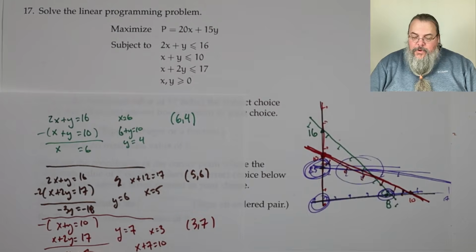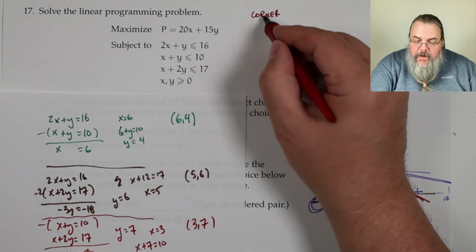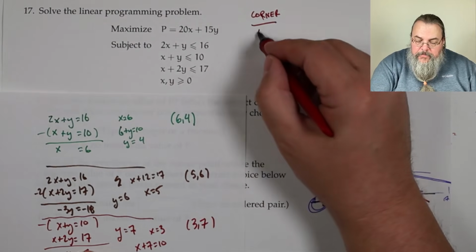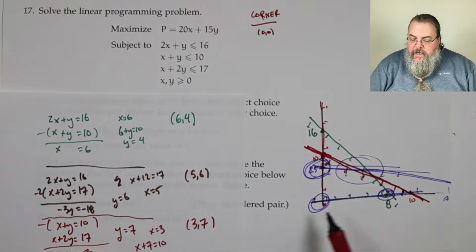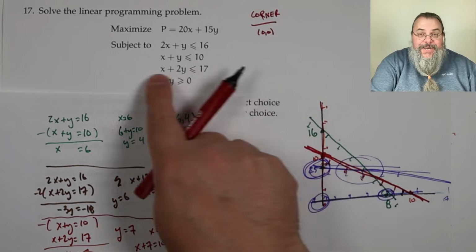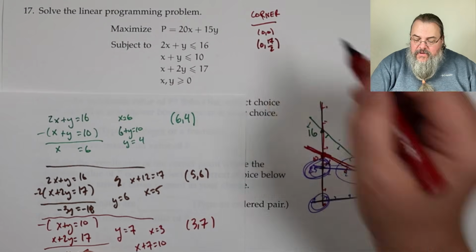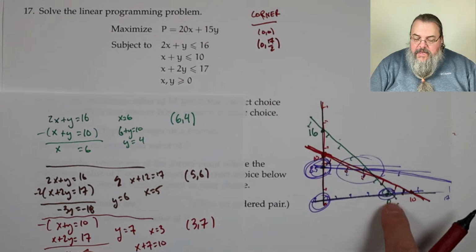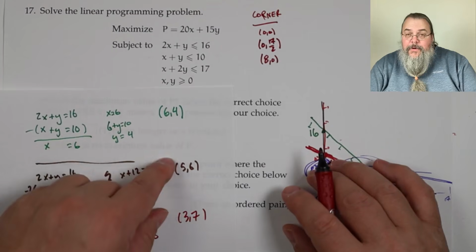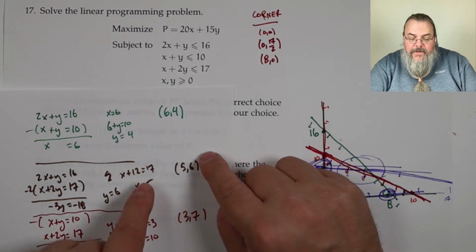Now, we have our corner list. Let's write these down. We have (0, 0). We have this 17 halves, which, remember, came from here, at (0, 17/2). And then we have this (8, 0). These are other potential corners. What do you do? You just check if they satisfy all the inequalities.